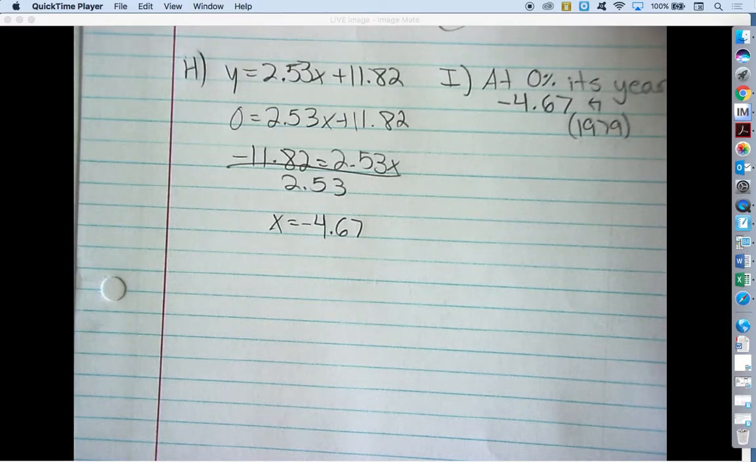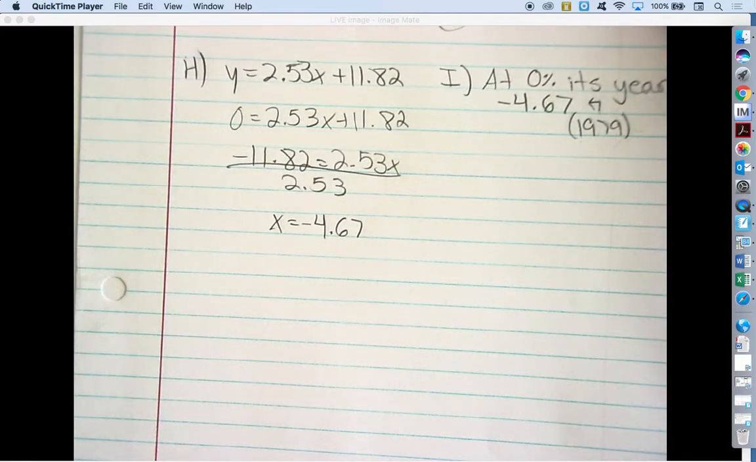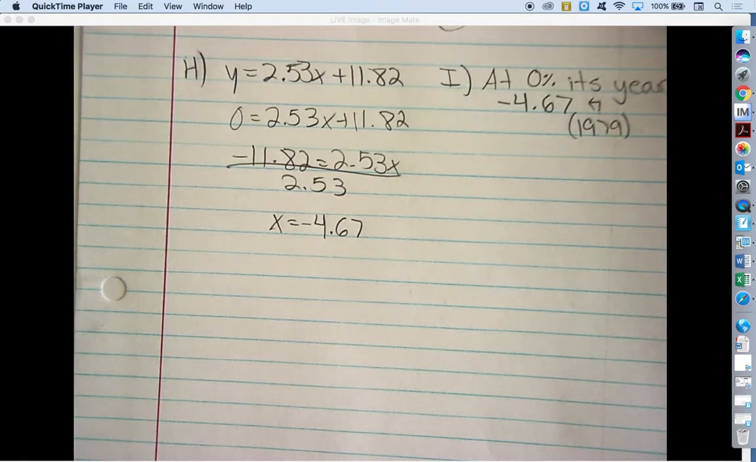So x-intercept means y is equal to 0. You have to get the x by itself and you get negative 4.67. It doesn't mean that your year is negative, but it means you're moving backwards in time. So you're going backwards more than 4 years. If you go backwards 4 years, we'd be at 1980. But if we go backwards a little bit more, 2/3 of a year more, it should be in 1979. So in 1979, 0% of households owned a computer, which probably is pretty accurate.